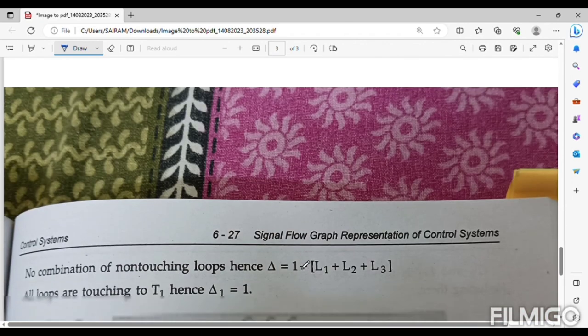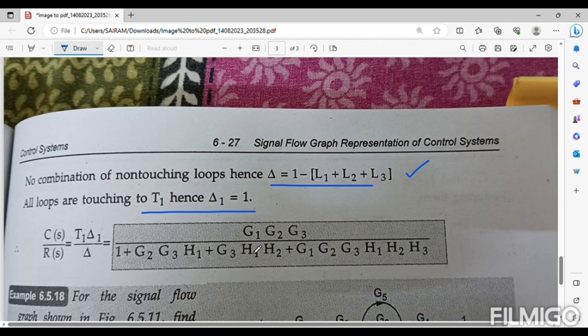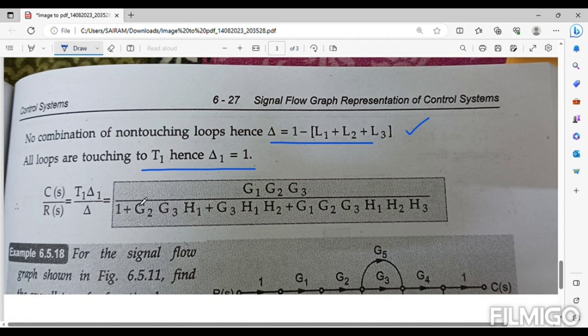Therefore delta is equal to 1 minus L1 plus L2 plus L3, you know this. Here, since all the loops are touching T1, delta 1 is 1. All the loops touch T1 because T1 is G1 G2 G3 and all the others also have G1, G2 and G3, so they are touching each other, and that is why delta 1 is 1.